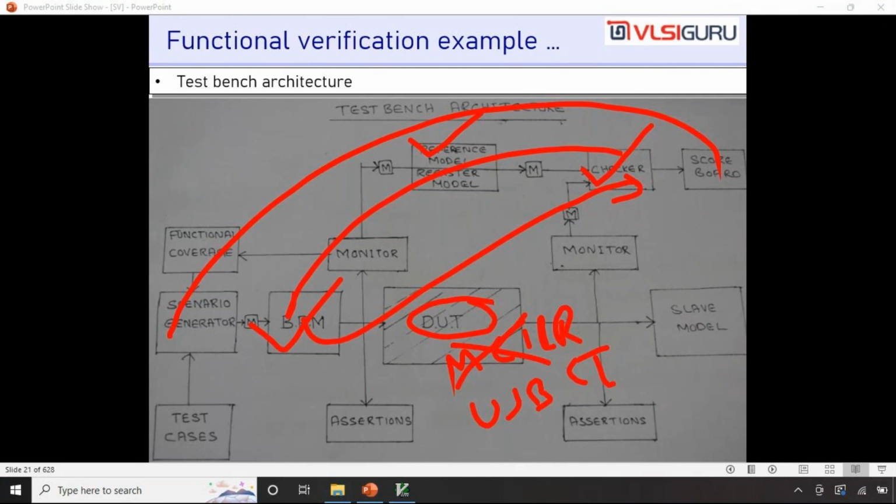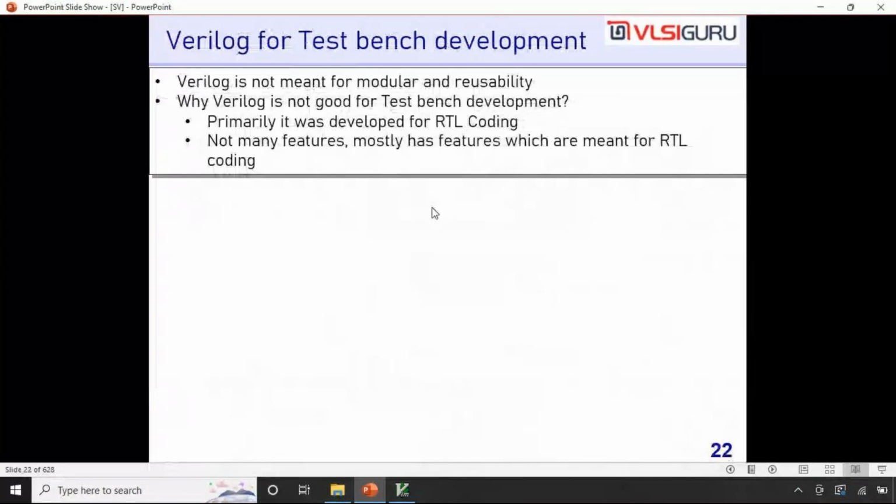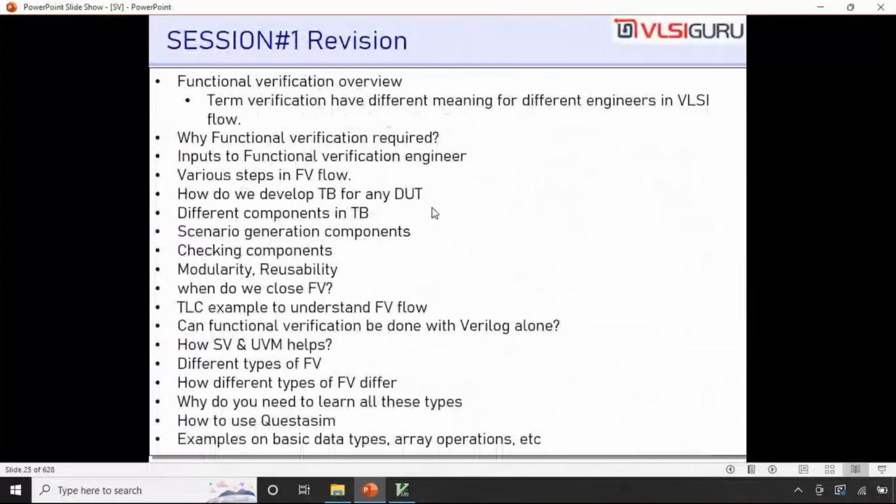So your coding effort reduces because you don't have to develop everything from scratch. In SystemVerilog, you have to develop everything from scratch. In UVM, you don't have to, because base classes have already been provided. That much is sufficient. Let's not get too deep.